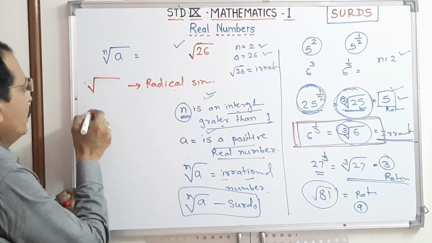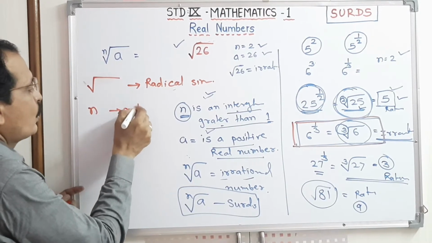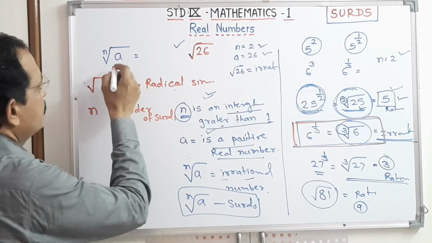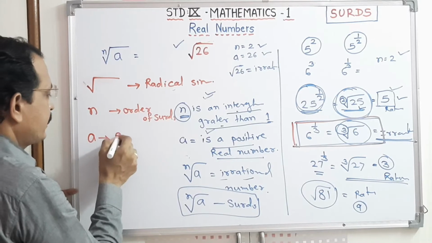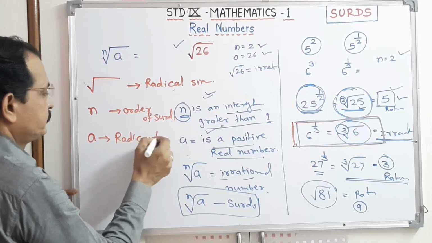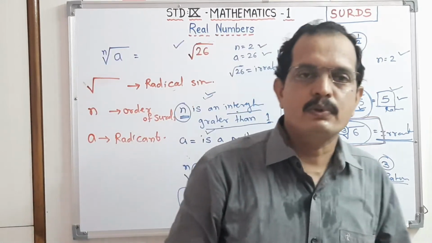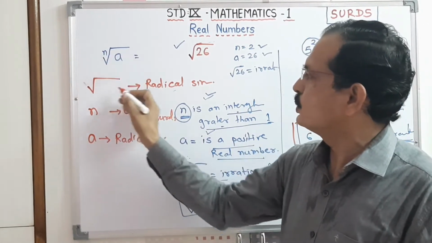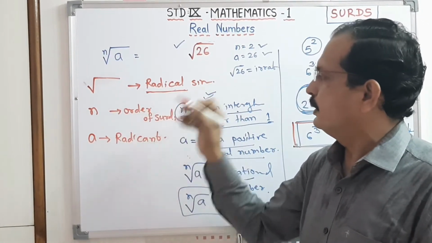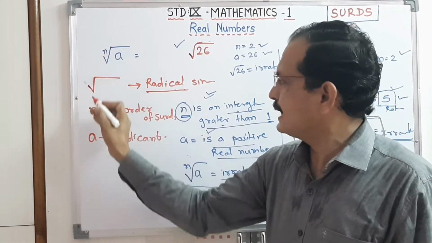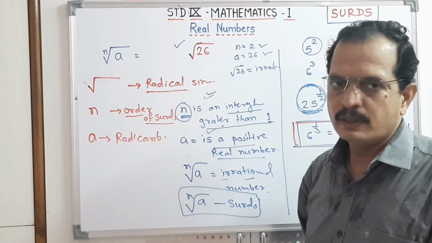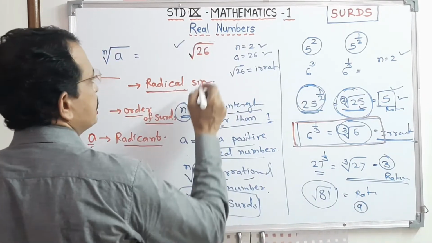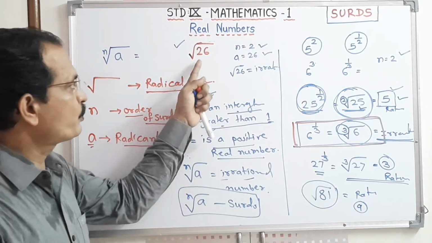Then n is called the order of the surd, and third one, a, is called the radicand. These three concepts related to the surd you must know. This symbol is known as the radical. This number denoted by n is called the order of the surd, and a is called the radicand. Now see here, one example is square root of 26.